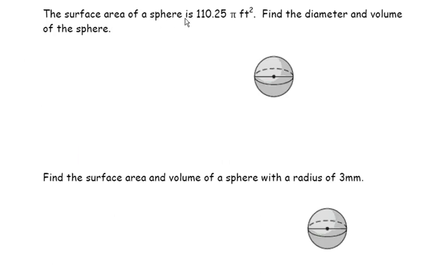All right, so here we're given the surface area of a sphere, and we need to find the diameter and the volume. So we're going to need to begin by finding the radius. So surface area equals 4 pi r squared is my formula I'm going to begin with. So 110.25 pi. For some reason, students seem to glance over anything that contains pi. Make sure you include the pi here or it's going to mess up your answer. Equals 4 pi r squared.